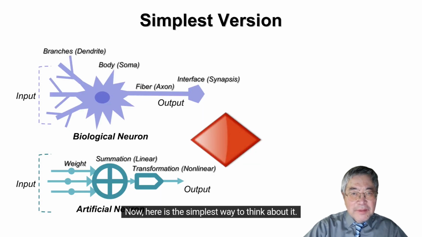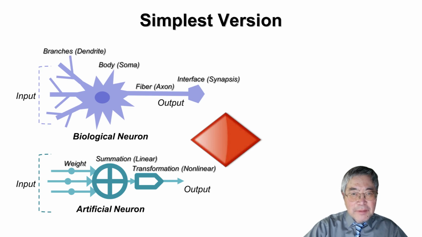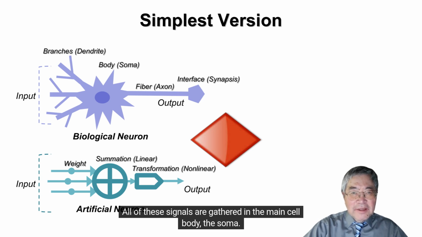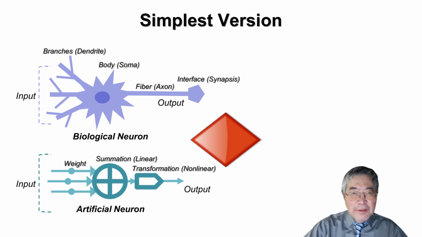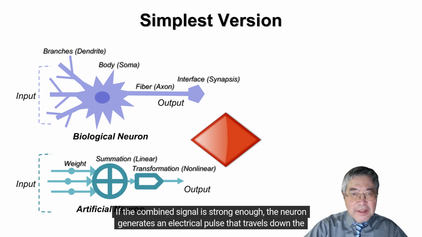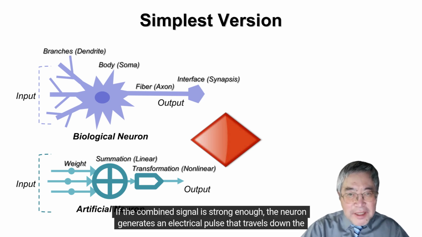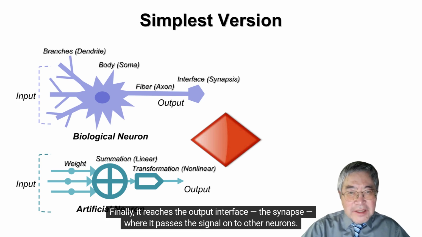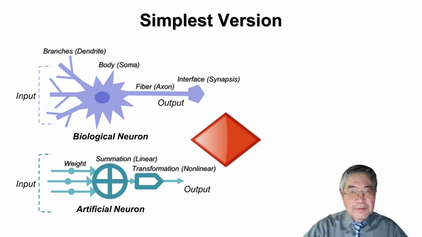Now, here is the simplest way to think about it. At the top, you see a biological neuron. It receives input through many branches called dendrites. All of these signals are gathered in the main cell body, the soma. If the combined signal is strong enough, the neuron generates an electrical pulse that travels down the axon. Finally, it reaches the output interface, the synapse, where it passes the signal on to other neurons.